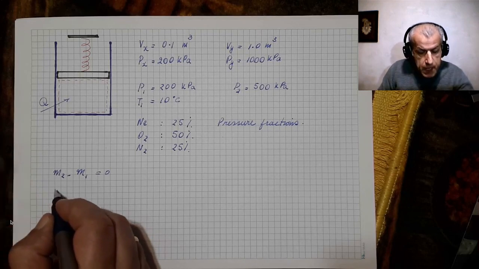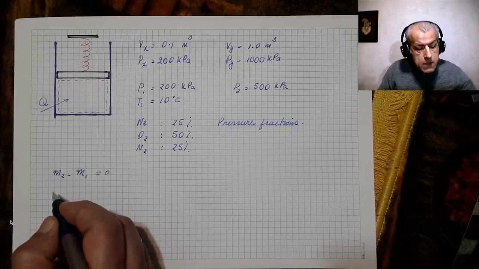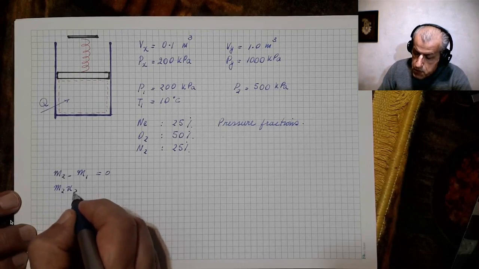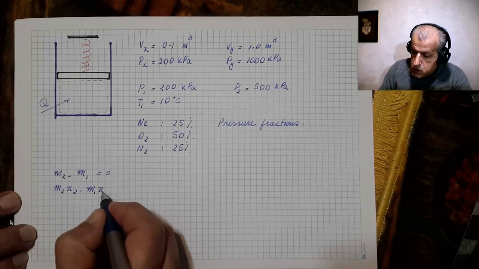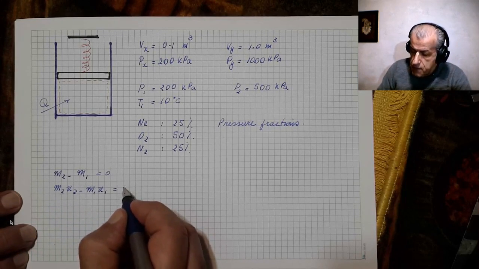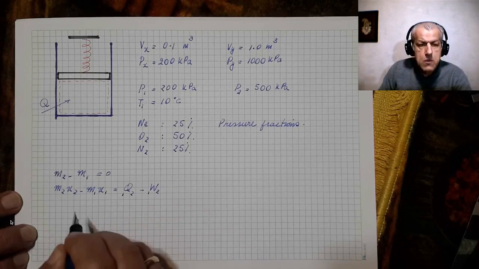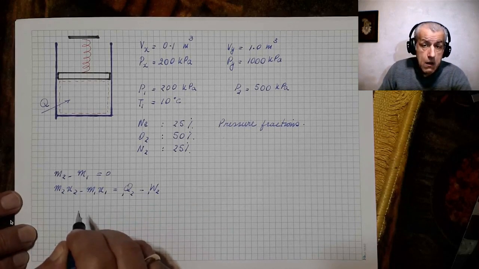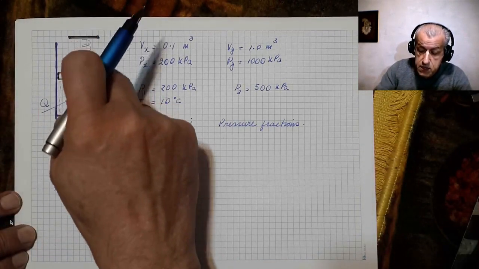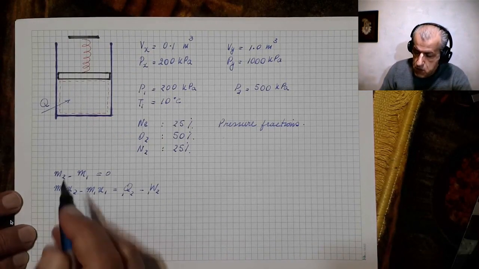m2u2 minus m1u1 equals, no mass enters or leaves, and therefore it is Q12 minus W12, which is the heat transfer and work. They are both there because when you heat it, it expands and does the work on the spring. And also there is heat transfer, as we know.